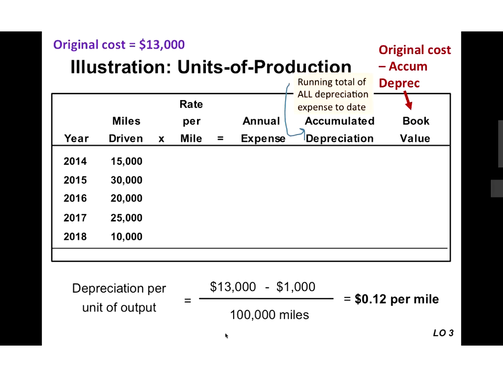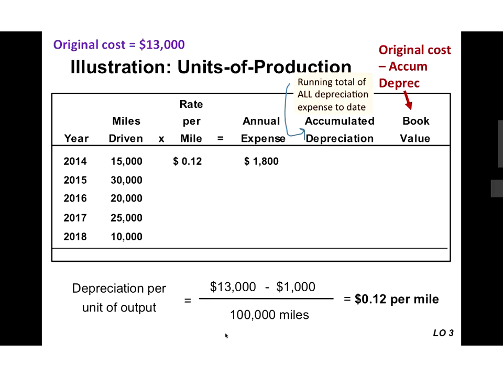Okay, so we got 12 cents per mile. So basically what we're going to do with the units of production method is we're going to take our miles for the year and multiply by the 12 cents. That's how we calculate depreciation. So what we'll see in 2014 is 12 cents a mile times the 15,000 miles driven. They gave us how many miles were driven each year. We'll be given that, and that's where I filled in the table. So for year 2014, 15,000 miles times 12 cents gives us $1,800 annual expense. So that annual expense, that's our depreciation expense for year one.